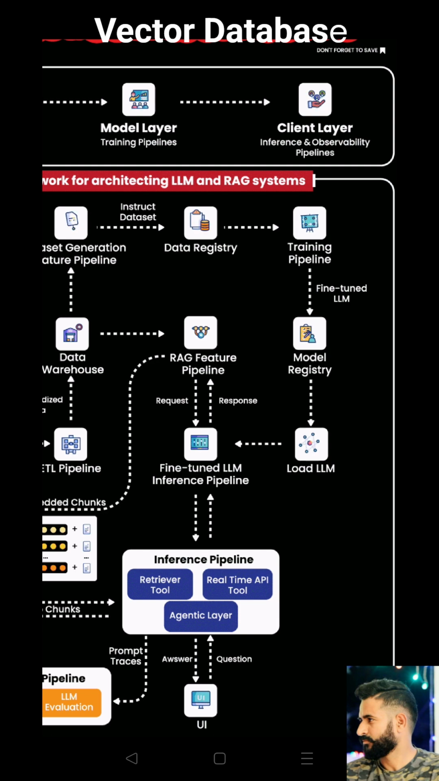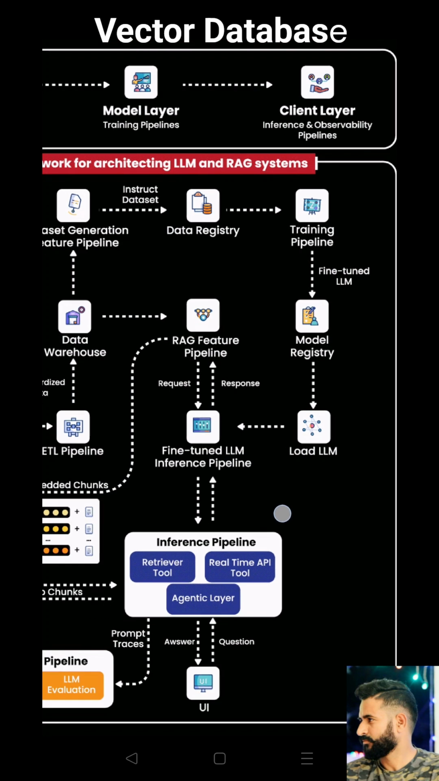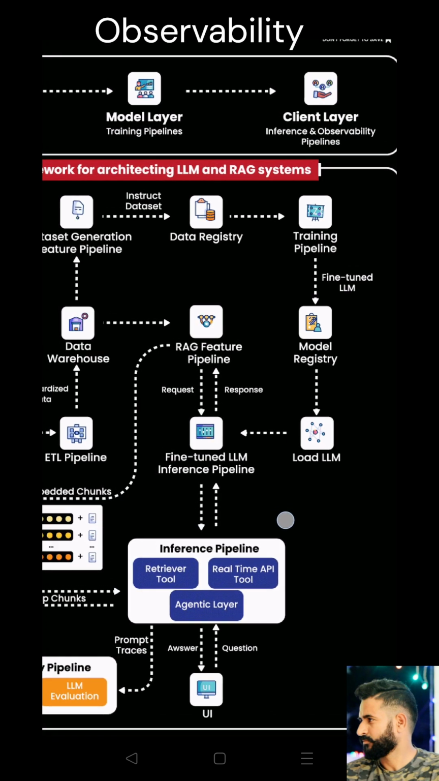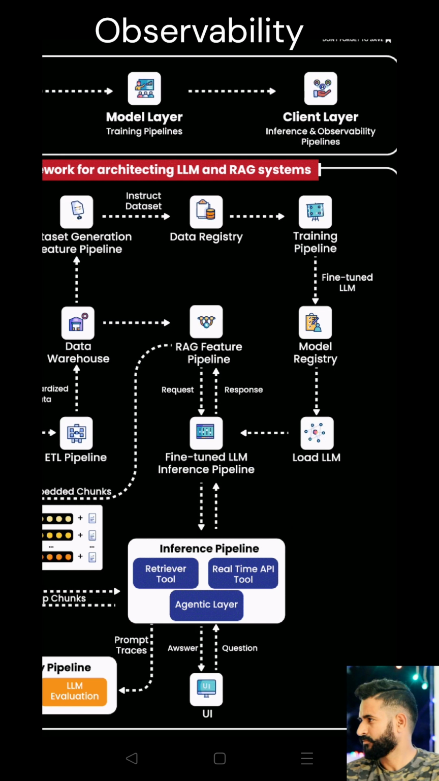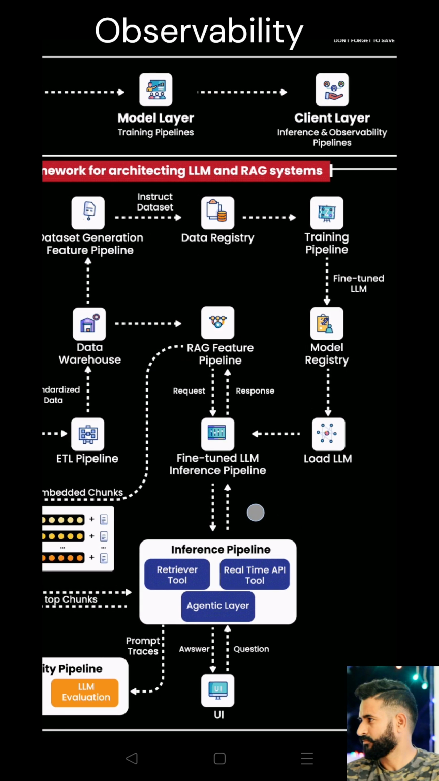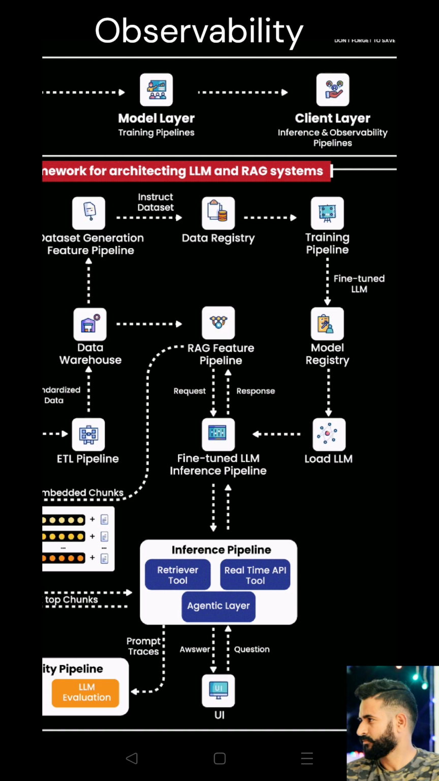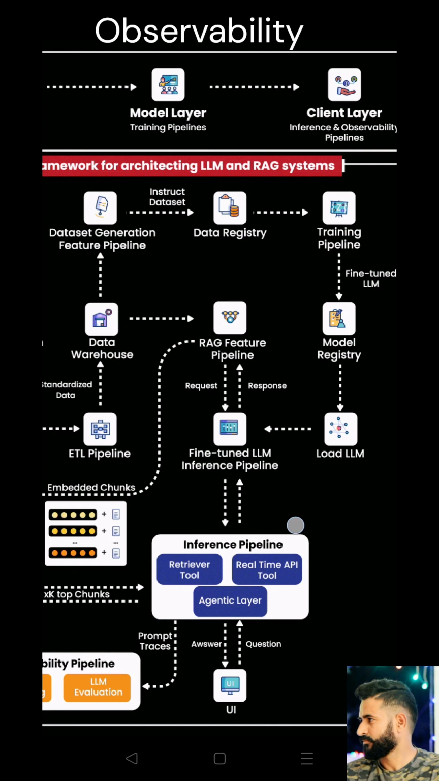RAG feature pipeline. This pipeline takes the request from the client layer and the data from the data warehouse, and creates the request and response that is sent to the fine-tuned LLM. Fine-tuned LLM inference pipeline. This is the pipeline that utilizes the fine-tuned LLM and the embedded chunks to create a response. 3. Client layer. Inference and observability pipelines.